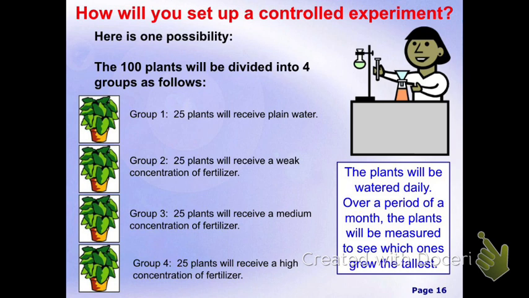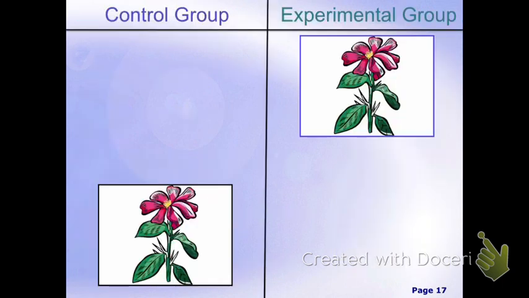Quantitative is quantities, right? It's got numbers that go with it. So it would be quantitative data that we're collecting. All right, which one of these is going to fit into the control group? Group 1, 2, 3, or 4?